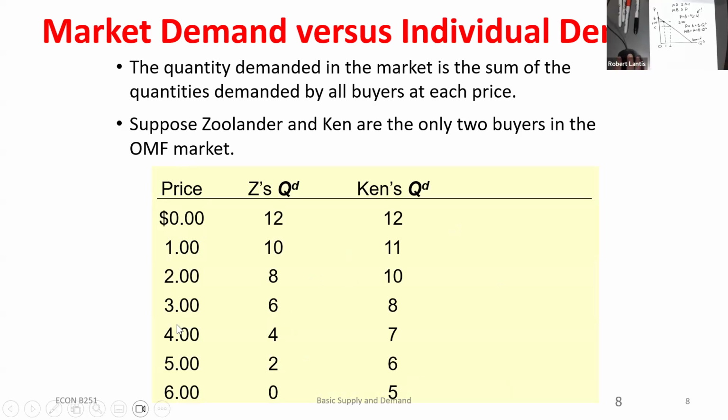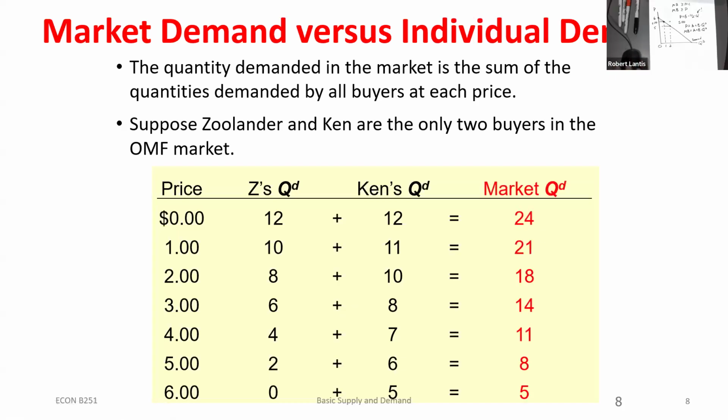Well, if the price was $3, I know Zoolander will be willing to buy 6, Ken will buy 8. So what is the total market demand? Just the sum of those two things, 14. So all you do to find market demand is add up every individual in that market's demand, right? Or at every single price, add up the quantity demanded for every individual in that market.